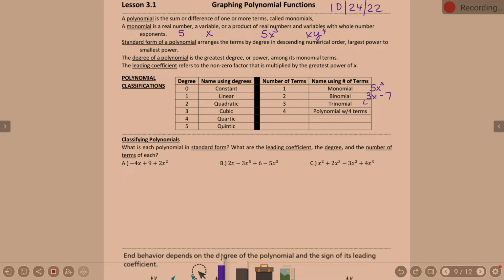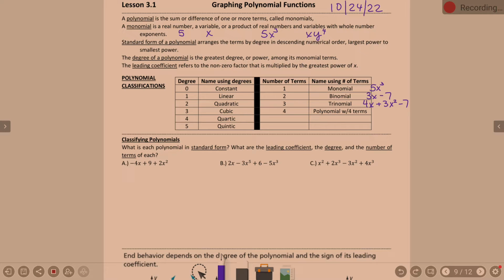Trinomial? 4x plus 3x to the second minus 7. I don't want to put another x, I've already got x there. So it's a trinomial here, 4x plus 3x squared minus 7. In other words, it's 3 pieces added or subtracted together, right? Once we get anything with 4 terms or more, it does not have a specific name. It's just a generic polynomial.